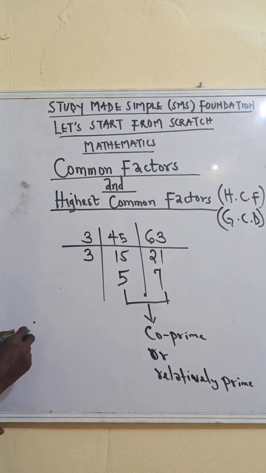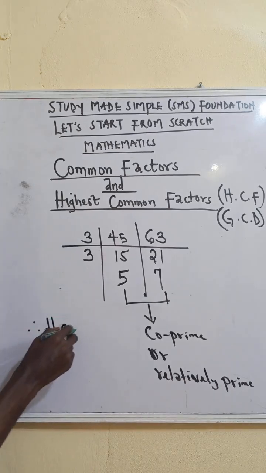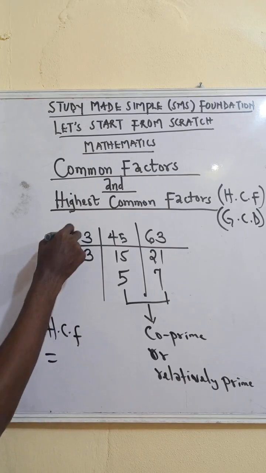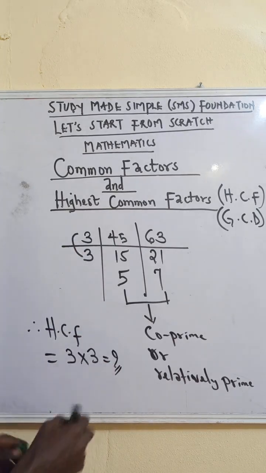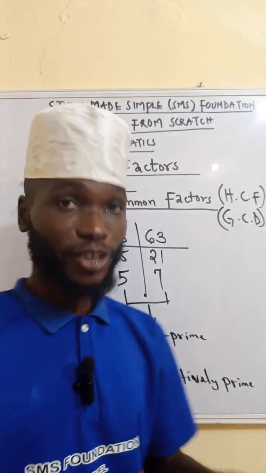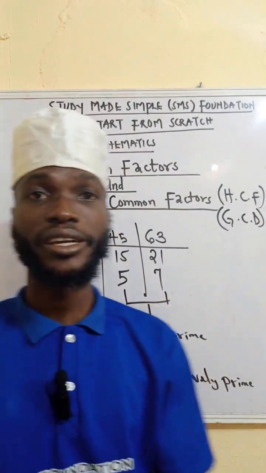So that means we conclude that our HCF or GCD is equal to 3 times 3, which will give me 9. And that is the HCF. We have other methods, but this is what I will use here now. Thank you.